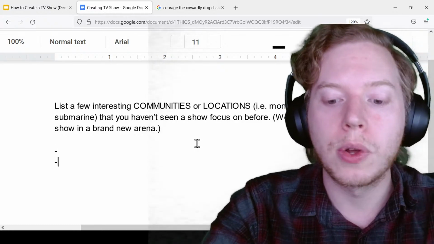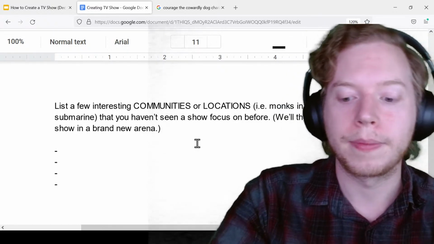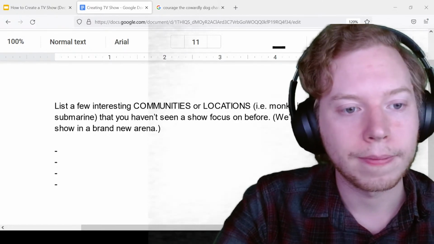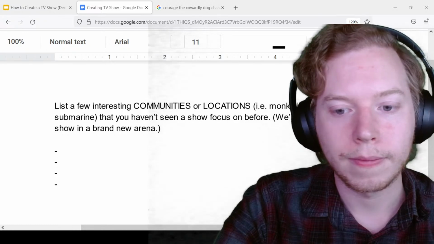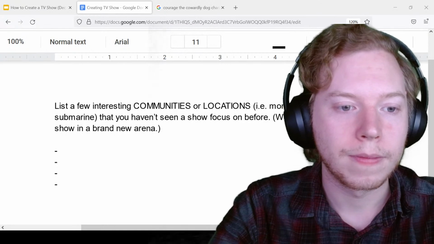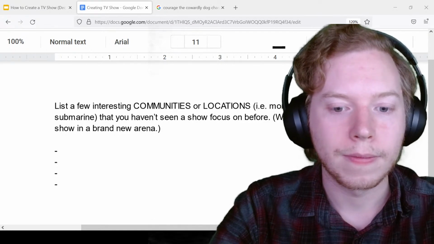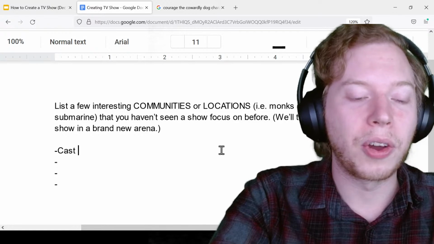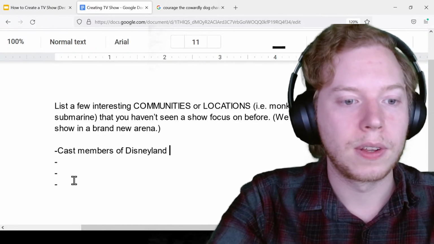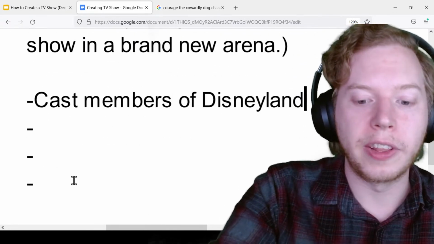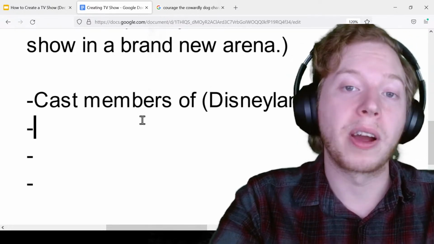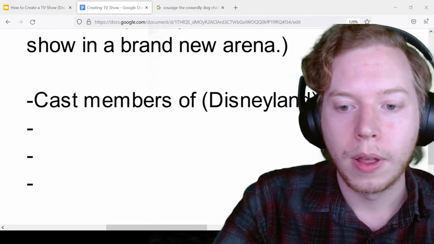So what are some communities or locations that you guys would like to see a show focus on? Feel free to shout them out. I would like to see cast members of Disneyland. That would be cool. Oh, great. Cast members of Disneyland. Or we could say, I'll put Disneyland in parentheses, so it could either be Disneyland or just a theme park kind of like that. What else?